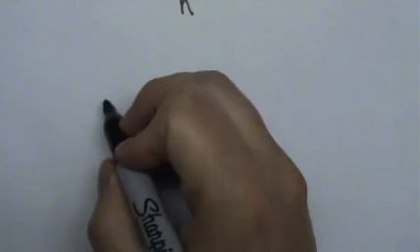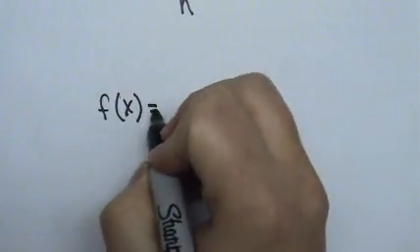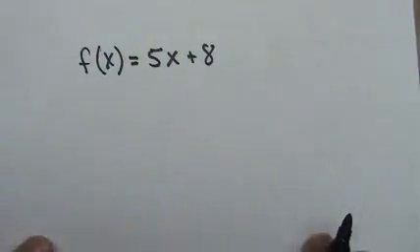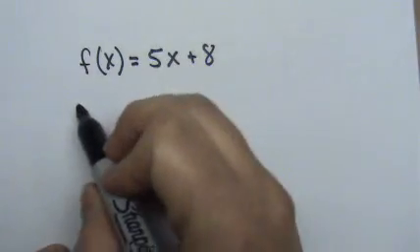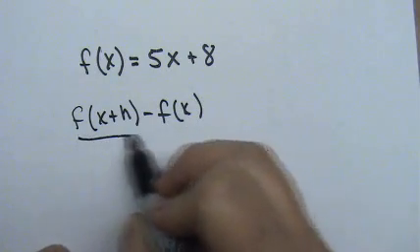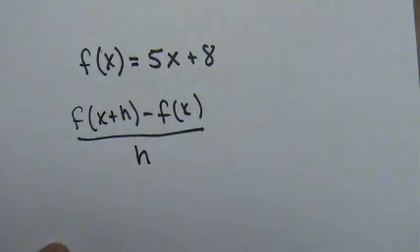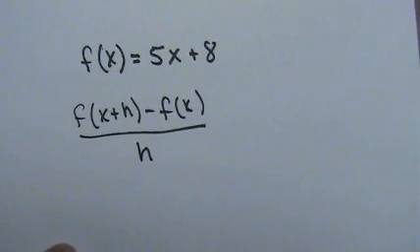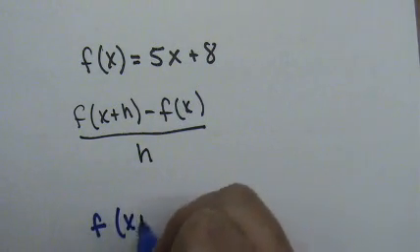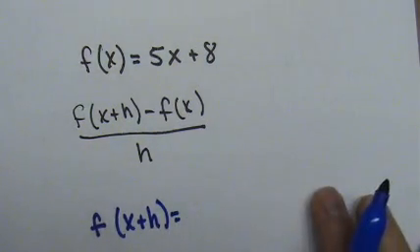Okay. So let's try f of x equals 5x plus 8. We're going to find the difference quotient: f of x plus h minus f of x all over h. To make this a little easier, let's just try one piece at a time. Let's just deal with the f of x plus h. So f of x plus h. How do we find that?